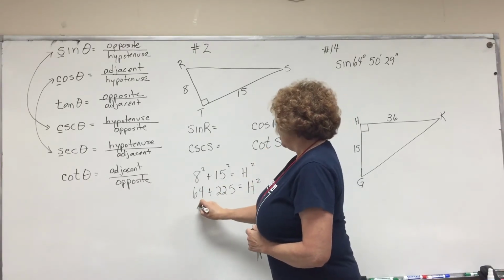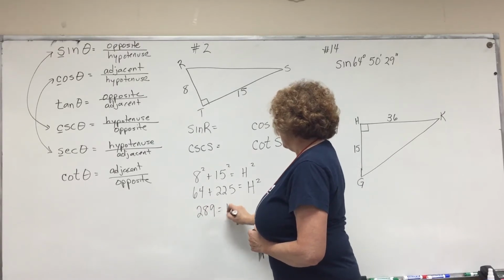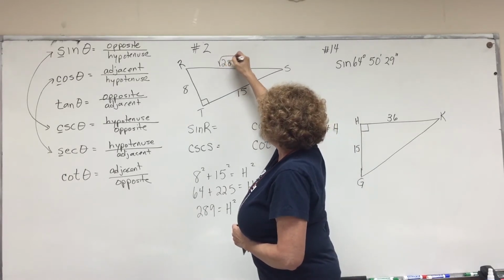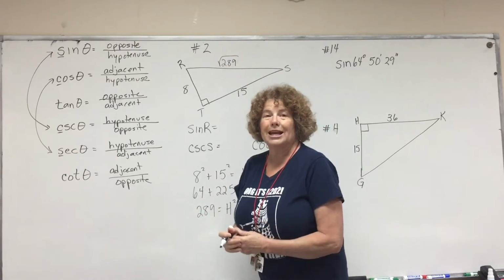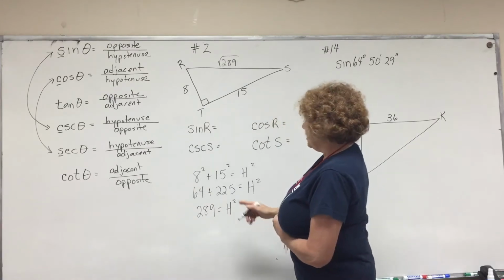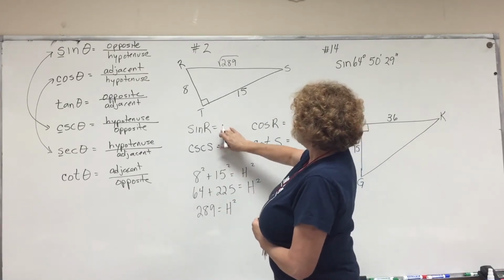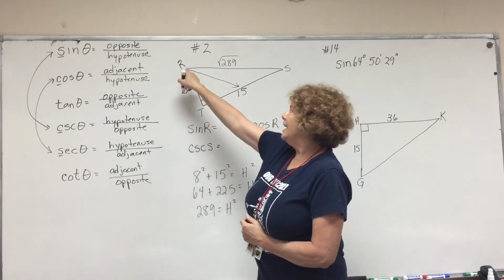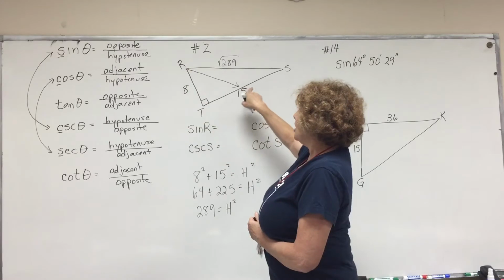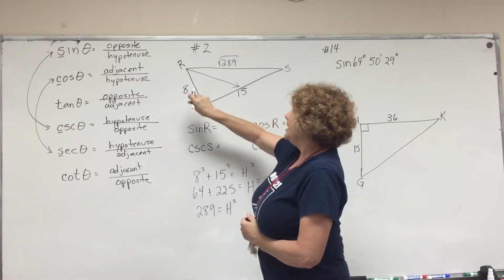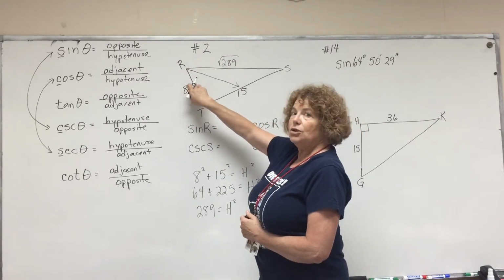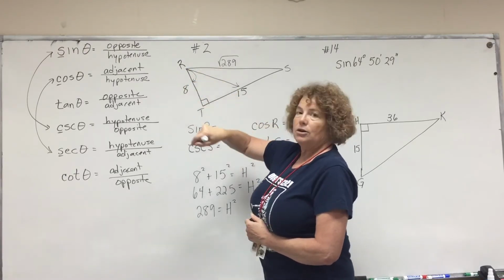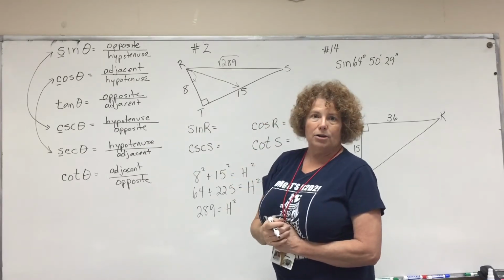So this would be 289 equals h squared. For now, I'm just going to do square root of 289, only because somebody might walk in and I need to shut the video, so I need to finish it. So the sine of R would be opposite, which is, if you're standing inside this angle, looking across, that's the side opposite. The side adjacent is the one that's next to it. This would be the adjacent. It would be next to it, but it's not the hypotenuse. So it's the side next to it that's not the hypotenuse.